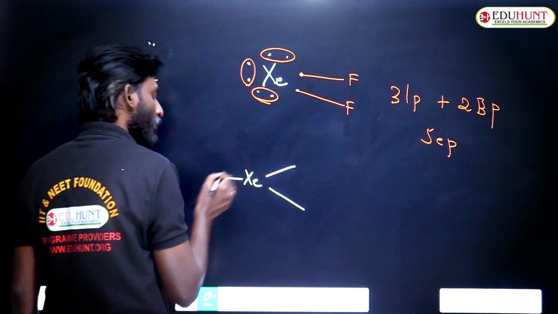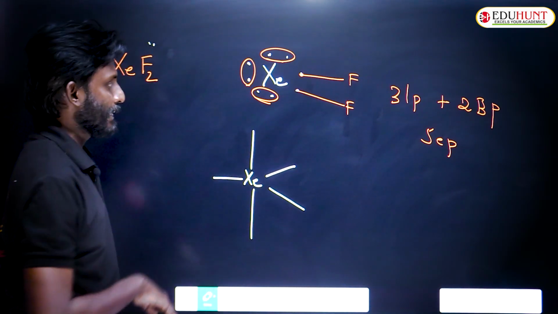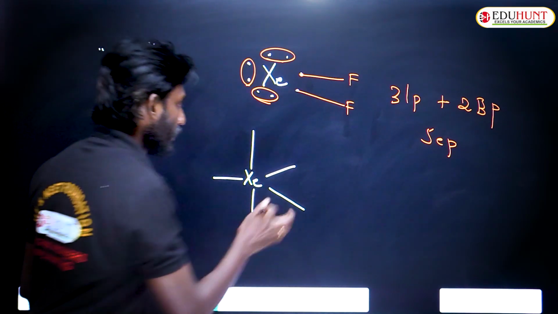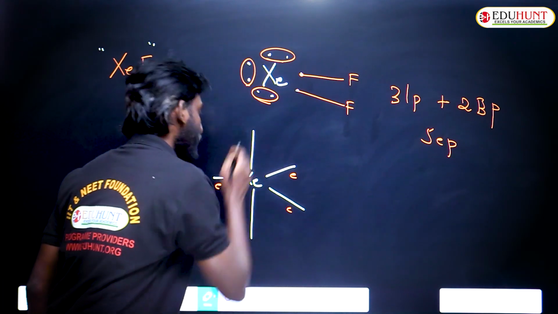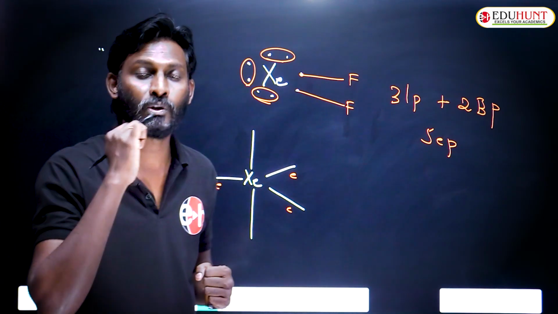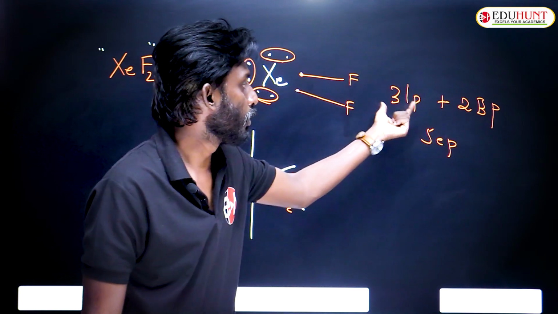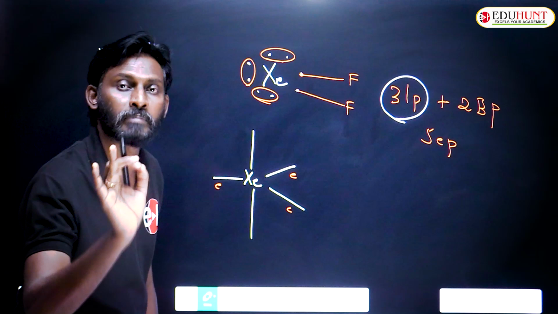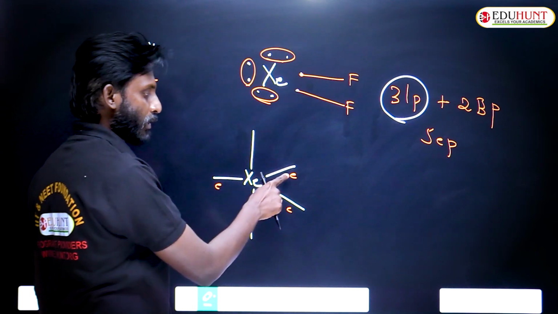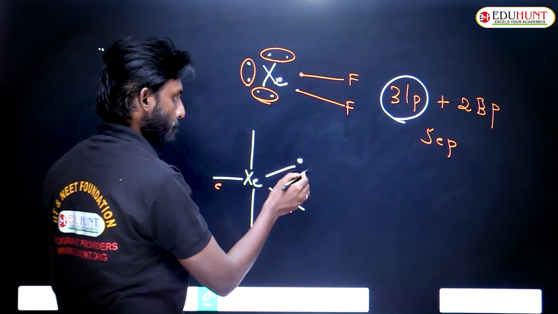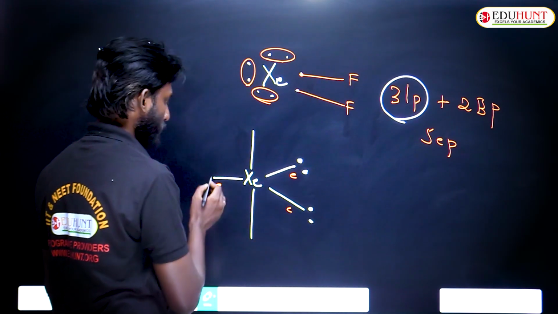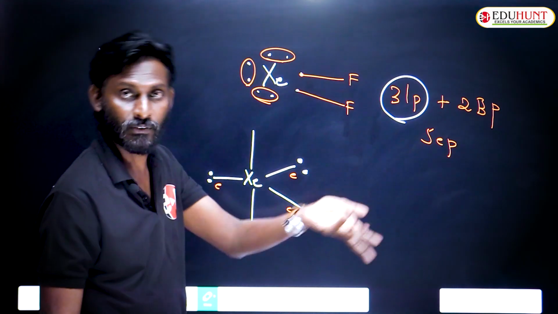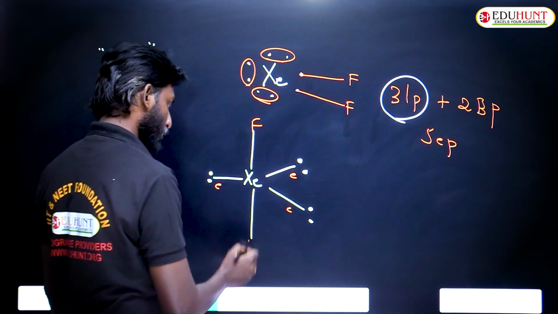Xenon is the central atom. Draw the trigonal bipyramidal geometry. In these 5 corners, 3 corners are equatorial and 2 corners are axial. Now what happens? The lone pairs prefer equatorial positions. I told you already, lone pairs prefer equatorial. Why? At the equatorial position there is S character. Three lone pairs there, and obviously the more electronegative atom fluorine prefers axial positions.